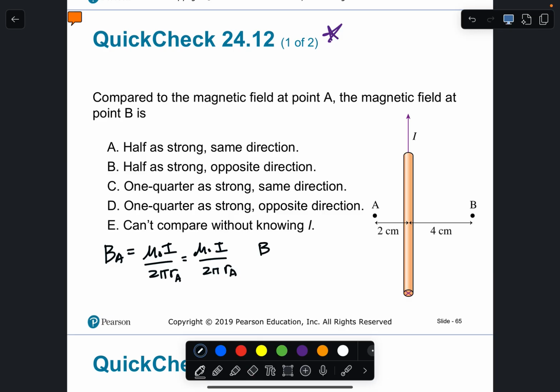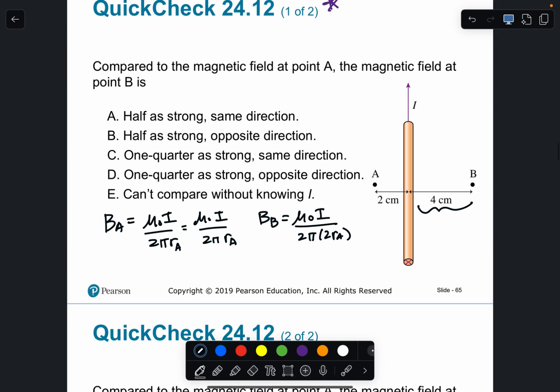And then the magnetic field at location B, same current, distance is a little bit bigger. The distance is twice RA, so I'm going to put in a 2 RA right here. Does that make sense? I'm going to divide the two to determine their relationship. So I'm going to get a lot of stuff canceling. I'm going to multiply by the reciprocal, right?